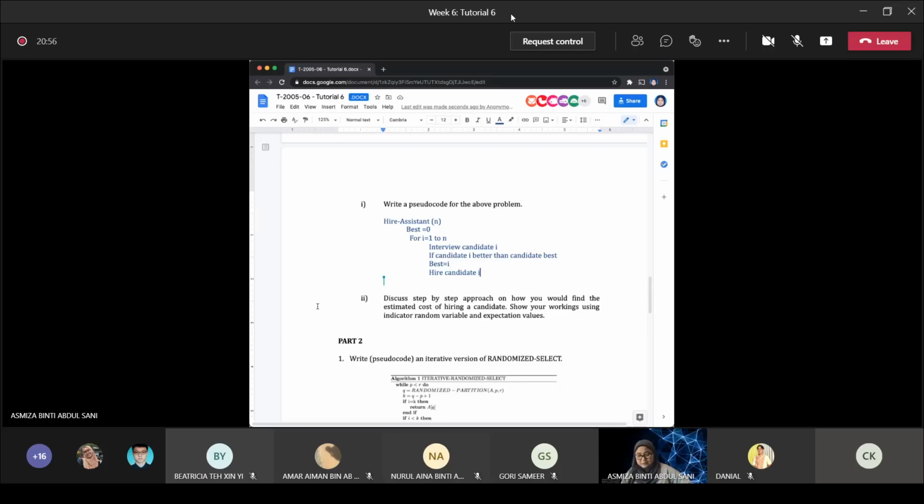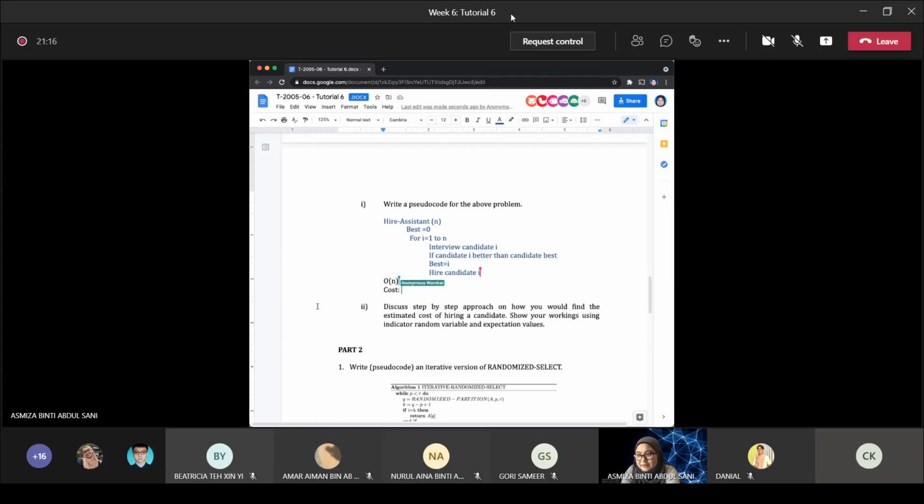Okay, so what is the running time complexity for this algorithm, class? It will be order of n, right? So what is the cost for this, depending on the strategy? The cost would be the cost of interviewing candidates plus the cost of hiring candidates, right? So do you see the difference?